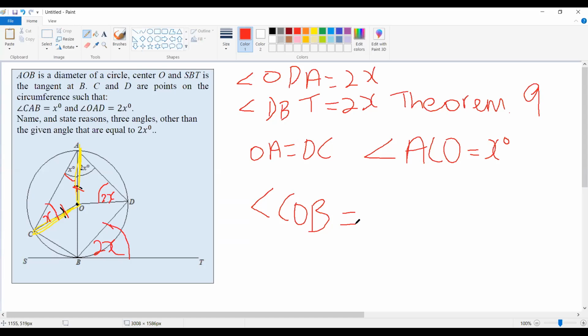The angle at the center of a circle, which is angle COB, is twice that at the circumference standing on the same arc, angle CAB. That's this here. So if this is x, and it's twice the amount, it's twice the size of x, so it's 2x. Yes, people?